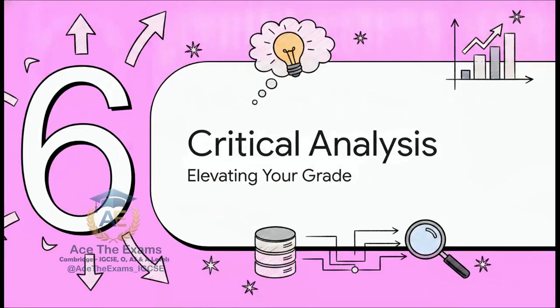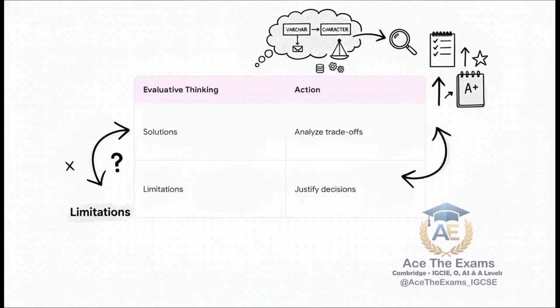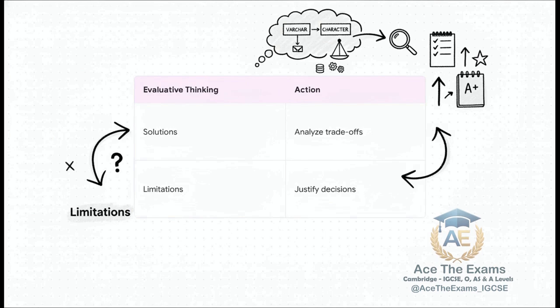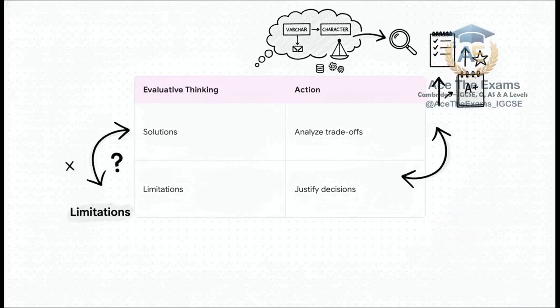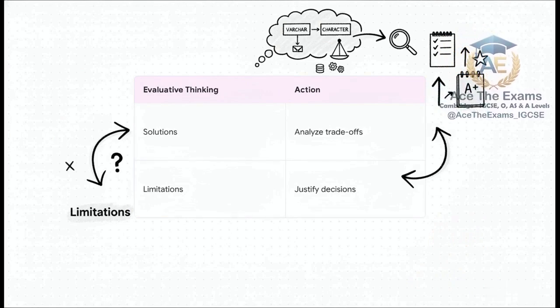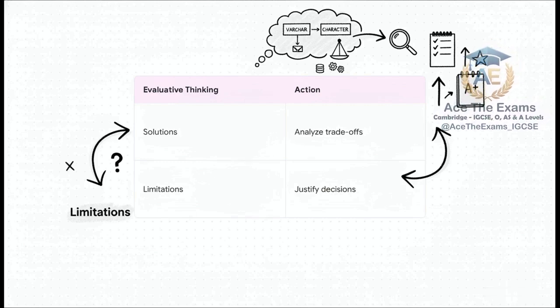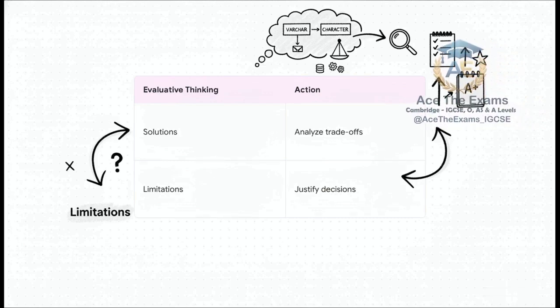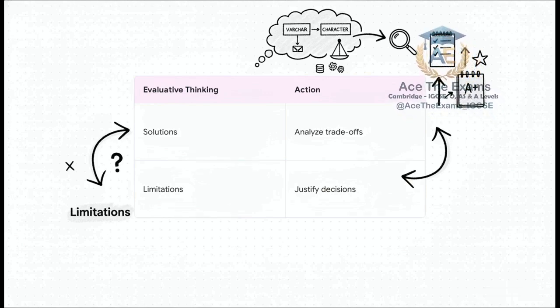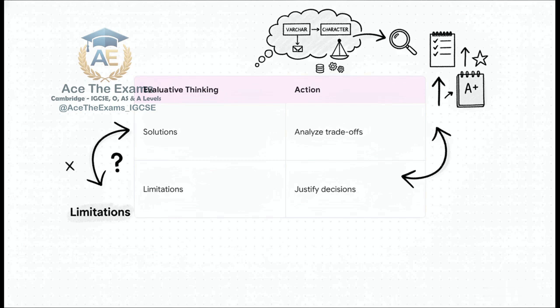Section 6, Critical Analysis. This is how you elevate your grade to the top tier. Top-scoring candidates, the ones hitting those A and A-star boundaries, they don't just pick a solution and stubbornly move on. When they are confronted with multiple solutions, say they are choosing between a VARCHAR and a fixed character for a specific text field, they execute the specific action of analyzing trade-offs. They openly acknowledge the limitations of fixed length versus variable length fields, and they justify their decisions with hard evidence based on space complexity, memory allocation, or overall database performance. This level of evaluative thinking is exactly what separates an average passing grade from an elite, top-tier performance.